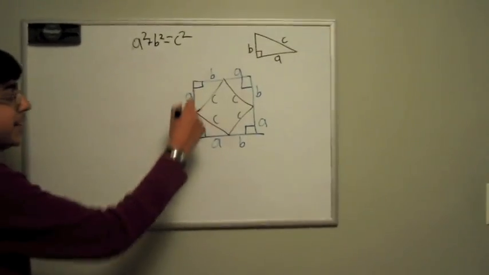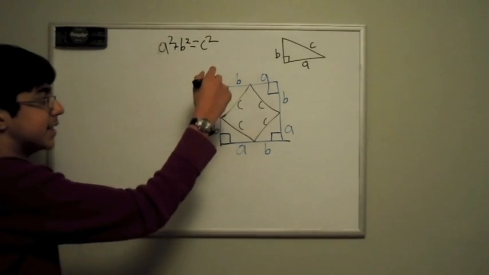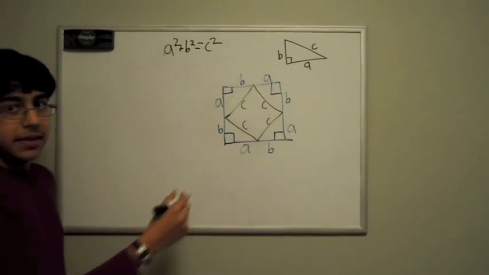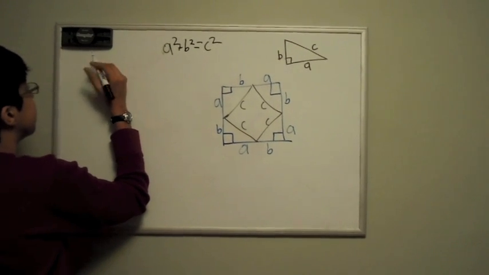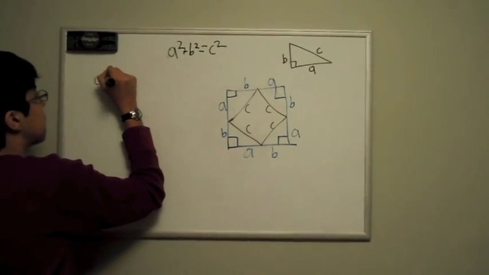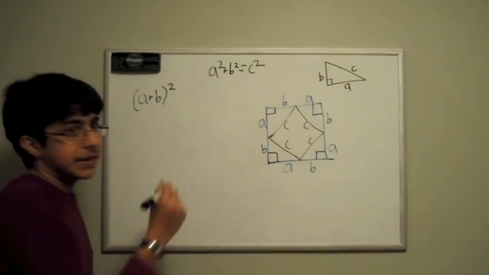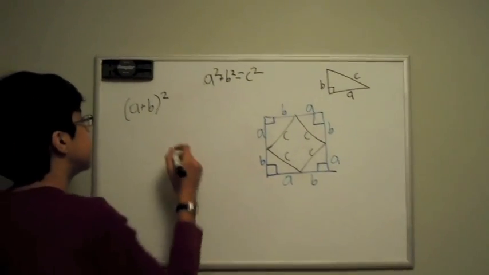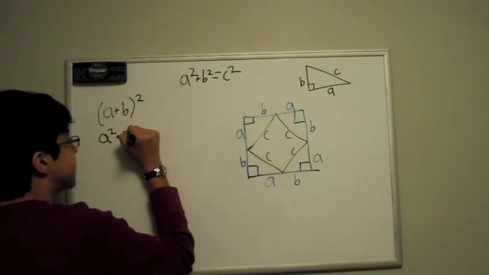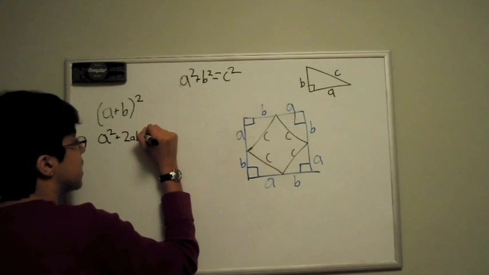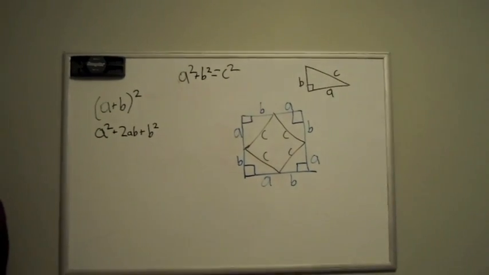The area of this large square is one of the sides squared. The length of this side is a plus b. So a plus b, the quantity squared, is the area. Expanded, it's a squared plus 2ab plus b squared, because it is a perfect square trinomial.